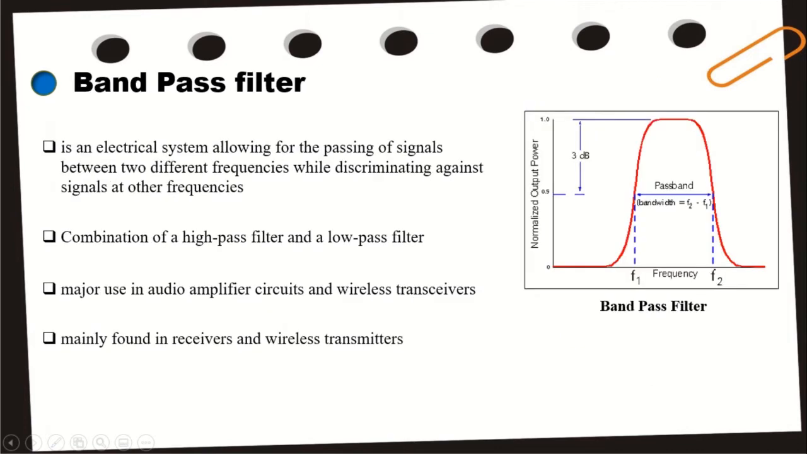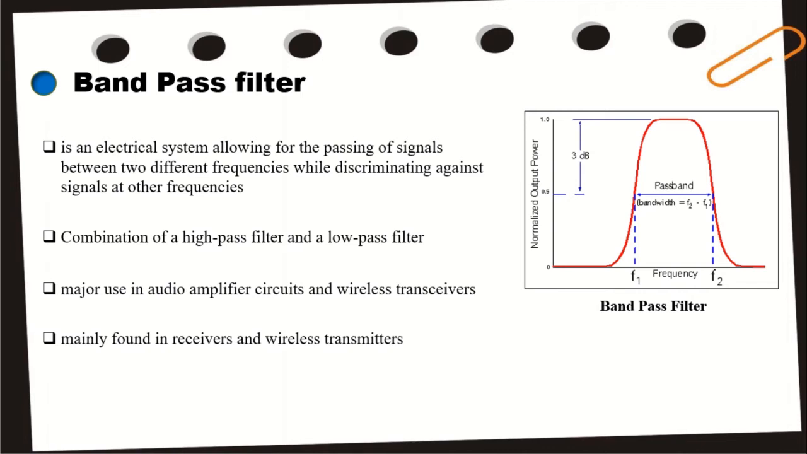A band pass filter is an electrical system allowing for the passing of signals between two different frequencies while blocking other frequencies. This will filter all the frequencies below the value set and above the desired value. A band pass filter is a combination of a high-pass filter and a low-pass filter. It is majorly used in audio amplifier circuits and wireless transceivers, where only the appropriate frequency will be played by the speaker and the rest are ignored.